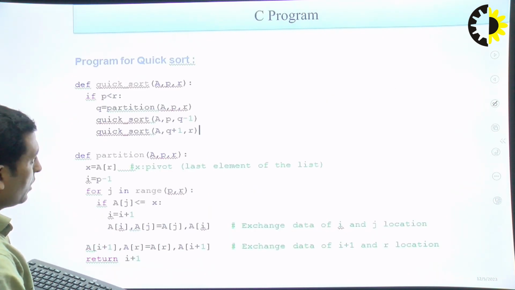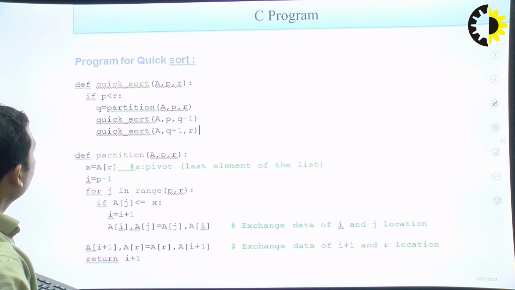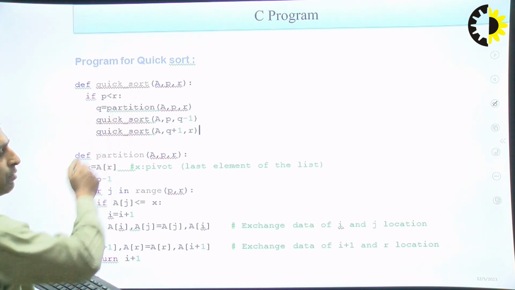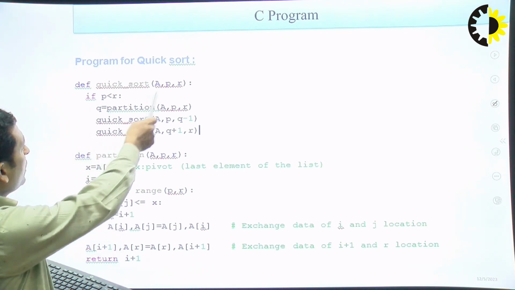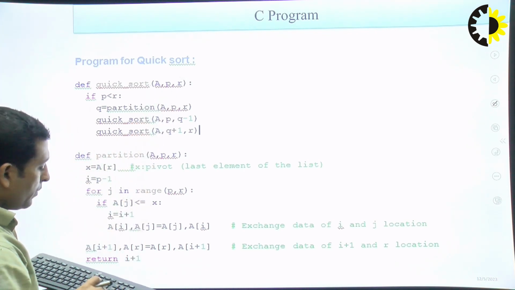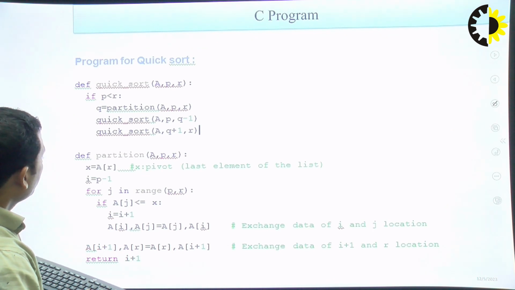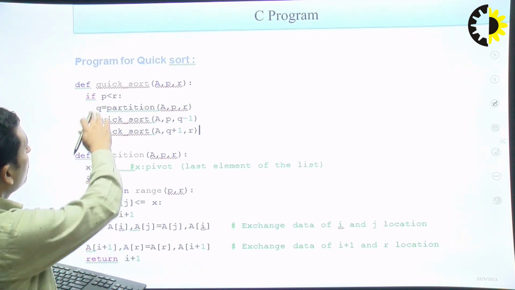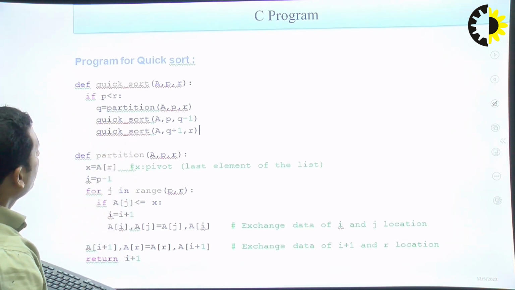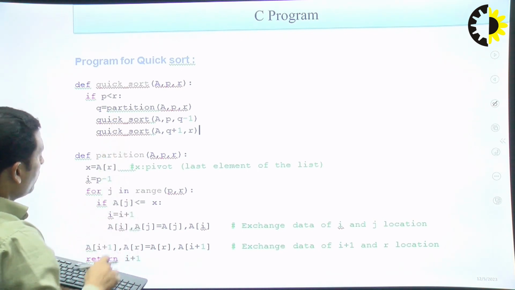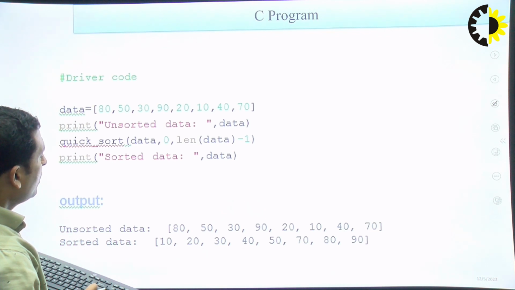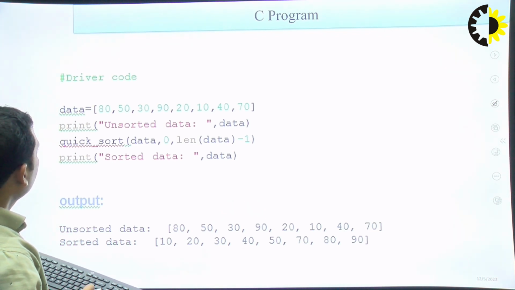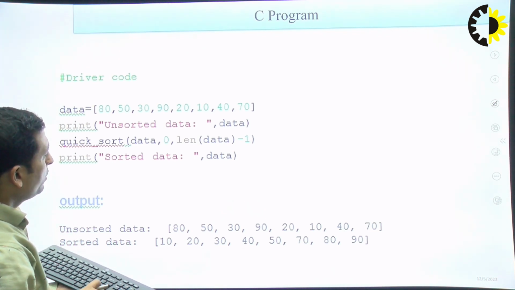Now we can convert our algorithm into a C program with the proper syntax of this particular language. This is the C program, and there is a Python program also. This is partition, and this is the driver code. This is only the Python code. Okay, we have done here.